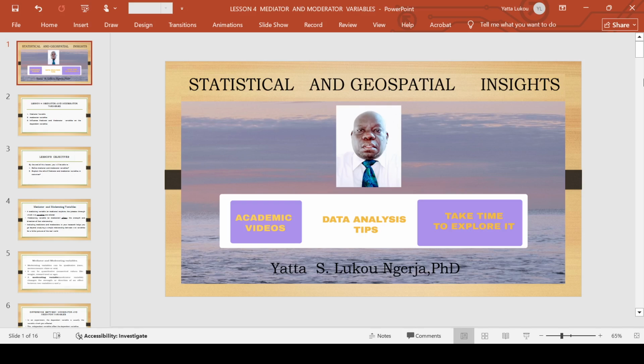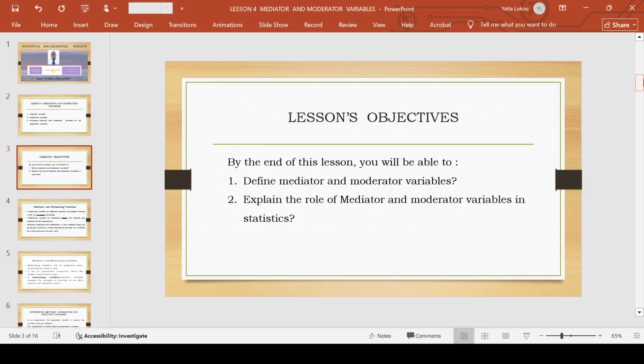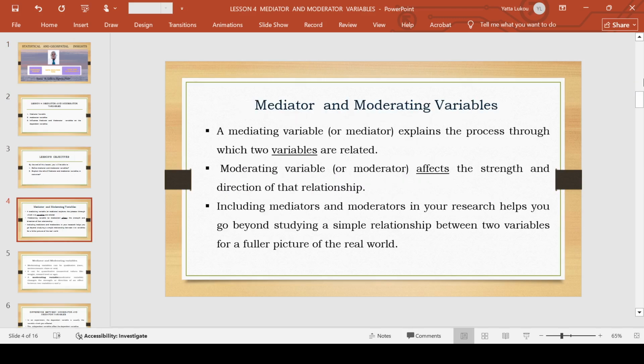Today we are meeting in lesson number 4, which is about mediator and moderator variables. A mediating variable, also known as mediator, explains the process through which two variables are related.